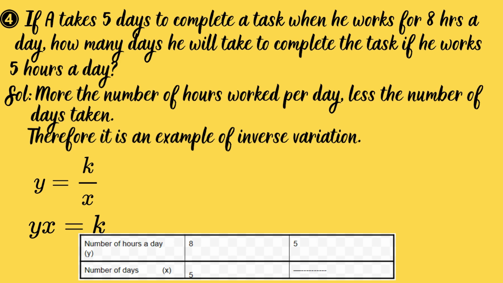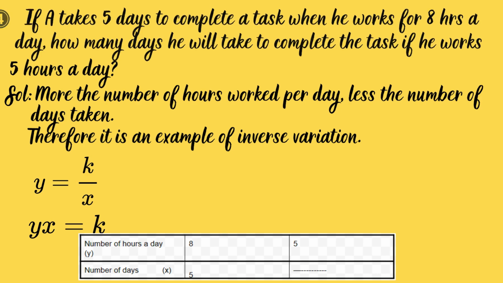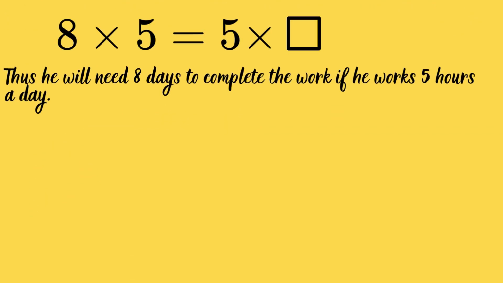Therefore, y is equal to k by x, where k is the constant of variation and yx is equal to k. So from the table, we can see that the number of hours a day is taken as y, number of days is taken as x, and we have to find how many days he will take if he works 5 hours a day. Therefore, we can write it as 8 into 5 equal to 5 into the missing number. Thus, he will need 8 hours to complete the work if he takes 5 hours a day.